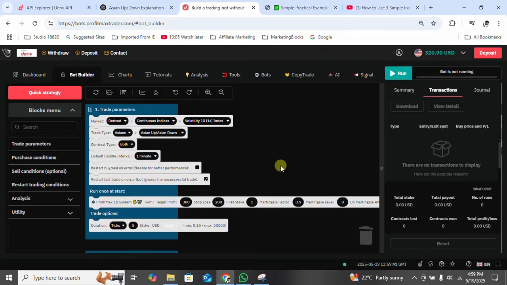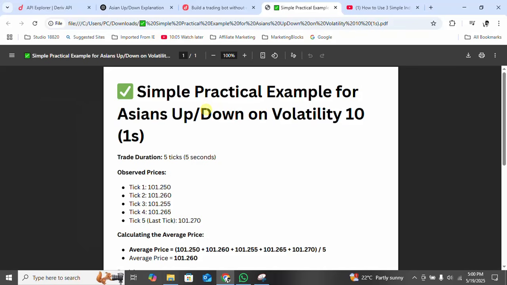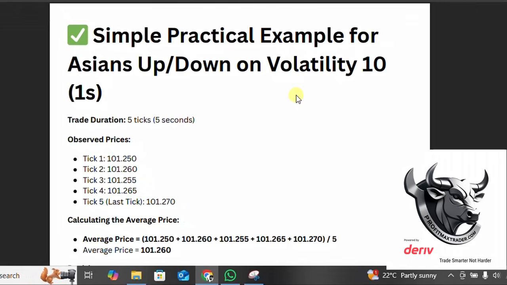Okay, I will use a basic analogy, and imagine you are watching a car driving along a road. The car speed goes up and down, but you want to know whether the car ends up faster or slower than its average speed over a period. Okay, now in Asians or Asian trades, instead of a car, we are watching the price of a financial asset. So take a look at this simple practical example for Asians up and down on Volatility 101S.